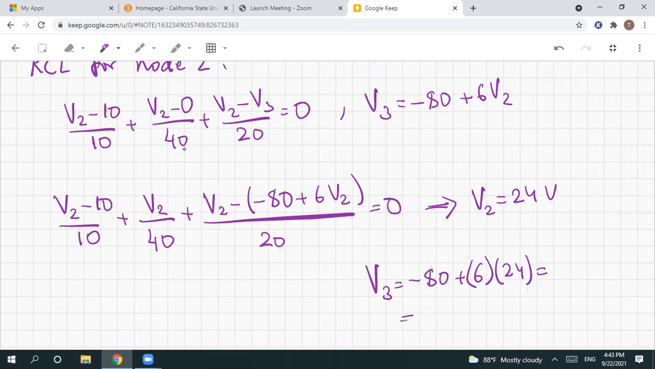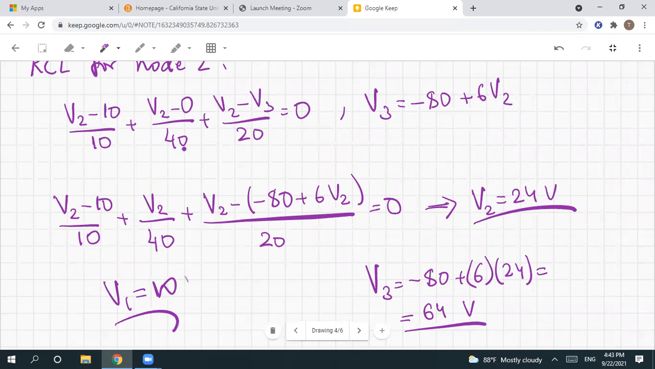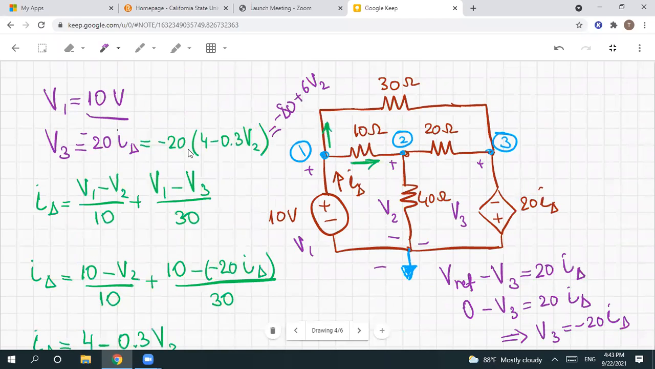So who has a calculator who can help us with this? 6 times 24 will be 144. 144 minus 80 will be 64 volts, I guess. Can you please double check? Yeah. Okay, so this is V3. So this is V2 and this is V3 and V1 is 10. So this is how to solve this problem.